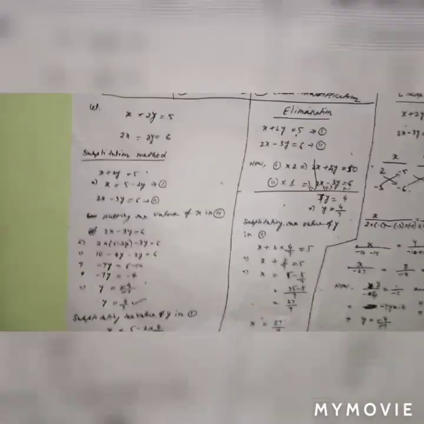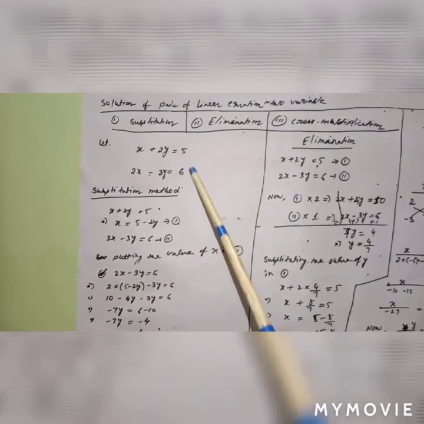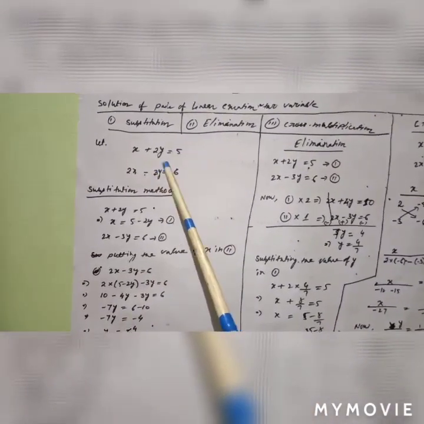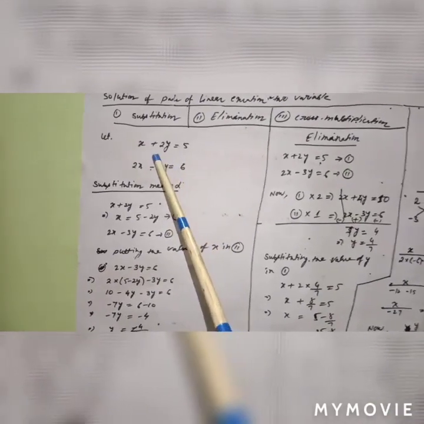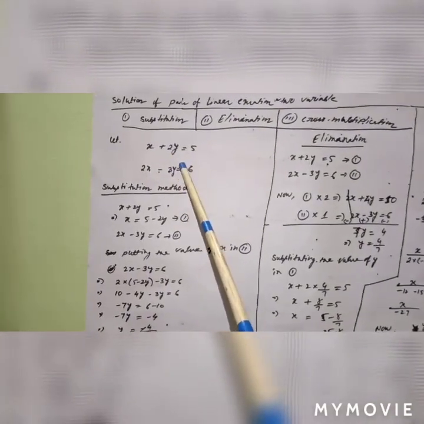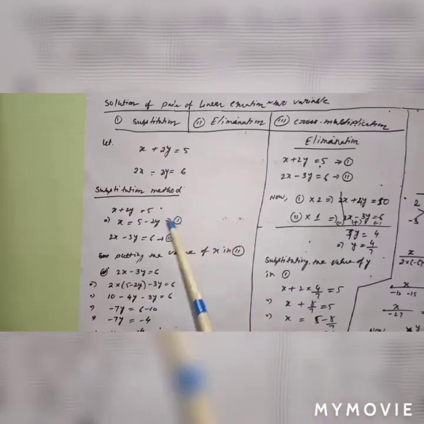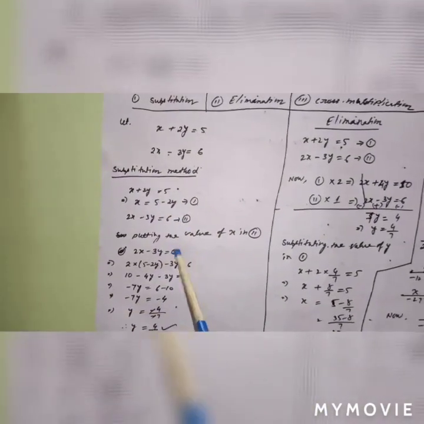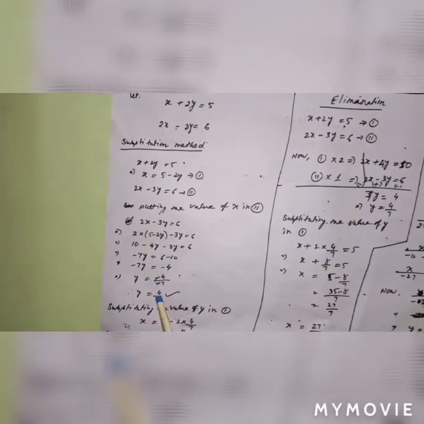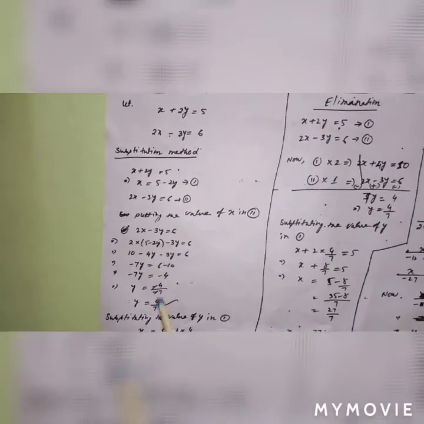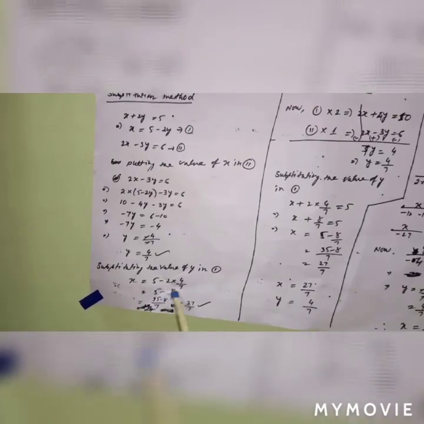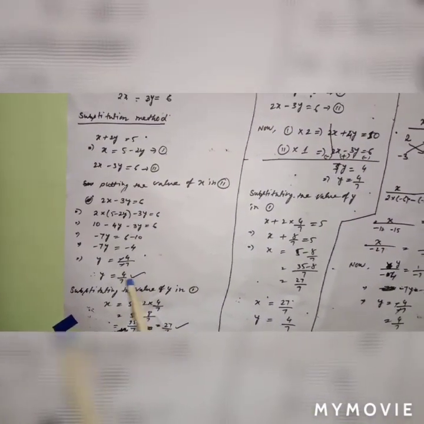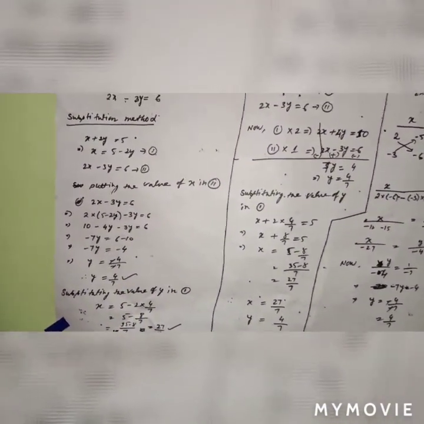So this is what the substitution method is. I repeat, you have to express any one variable in terms of the other, x or y, then put this value in the other equation. Like from 1 we got the value of x, so you put the value of x in 2. After that we got the value of y, then we put this value of y in any one equation, and then you get the value of x. So this is how we can find the values of x and y.